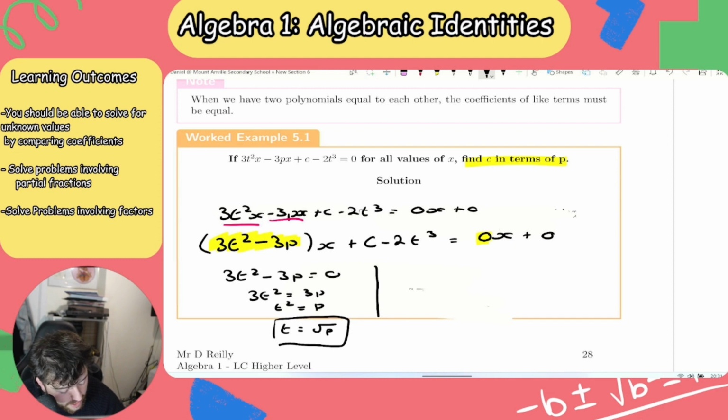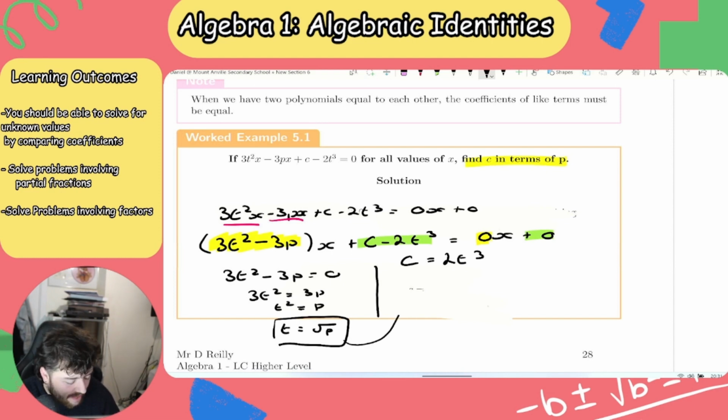Then, likewise here, this c minus 2t cubed has to equal 0 as well. So I have c is equal to 2t cubed. But what's it asking me for up here? It's asking me for c in terms of p. But I have c in terms of t. But look here, I have t in terms of p.